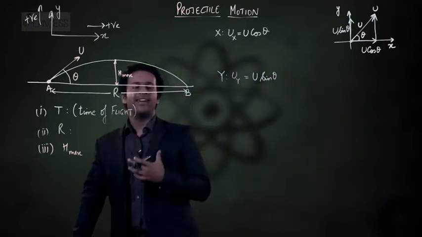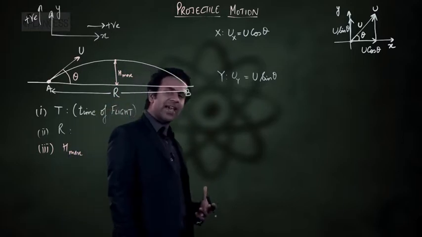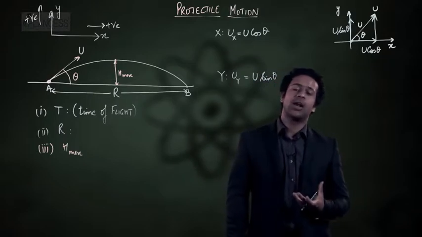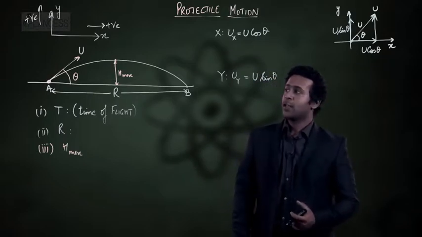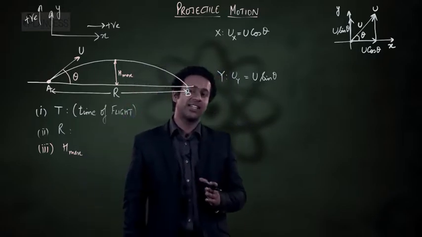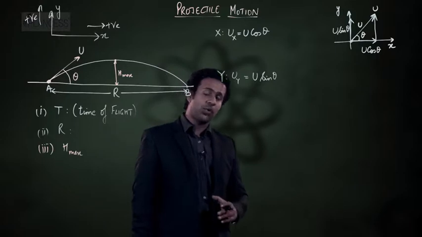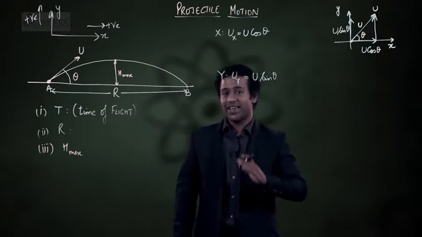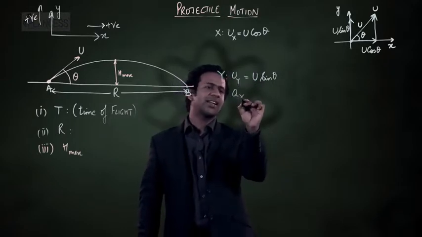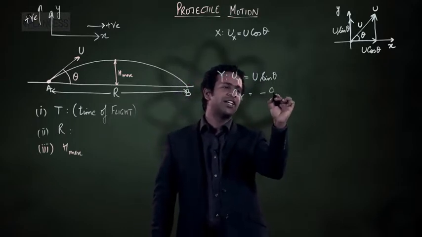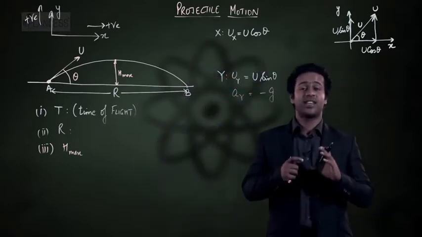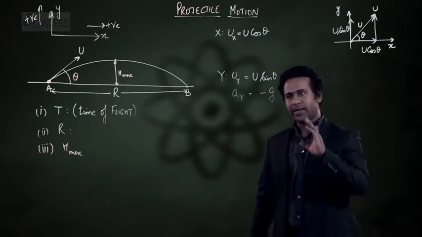We know that whenever a particle moves freely in the air, it only has one acceleration, which is downwards, and it is called the acceleration due to gravity. So if it has a downward acceleration, we know it has an acceleration along y. Also, we know that this acceleration is downwards. So if it is downwards, we can say that acceleration along y is minus g. This is minus g because the acceleration due to gravity is pointing downwards.